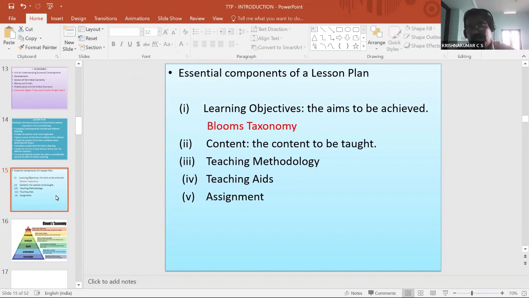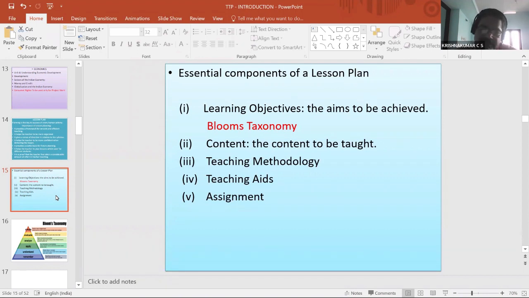Next is content to be taught. Content will be based on the CBSE syllabus. Already CBSE has given us the syllabus. So you can refer to the CBSE syllabus and the textbook and prepare the content.